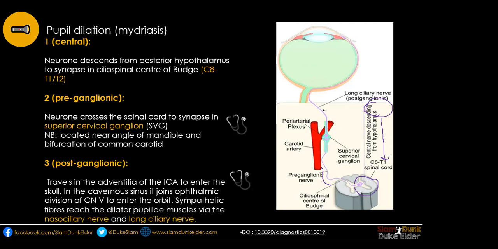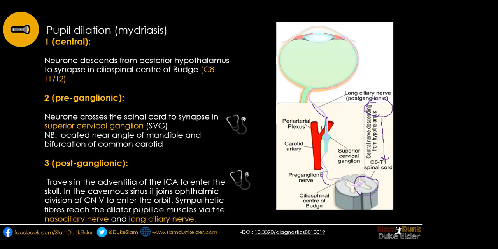From there, your postganglionic neuron, or your third order neuron, is going to travel up the plexus around the internal carotid artery. It's then going to enter the skull, and here it will course into the cavernous sinus and will join the ophthalmic division of the trigeminal nerve, from where it will enter the orbit. Sympathetic nerve fibers will reach the pupil via the nasociliary nerve and the long ciliary nerve. And they will innervate the dilator pupillae to enlarge the pupil, essentially.